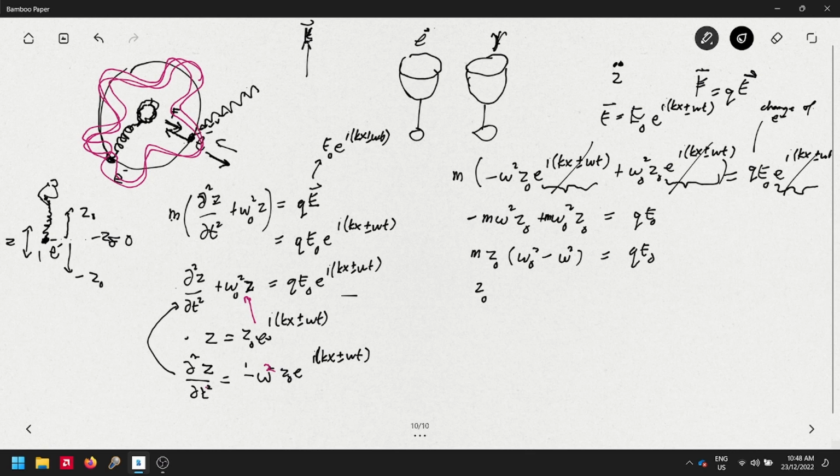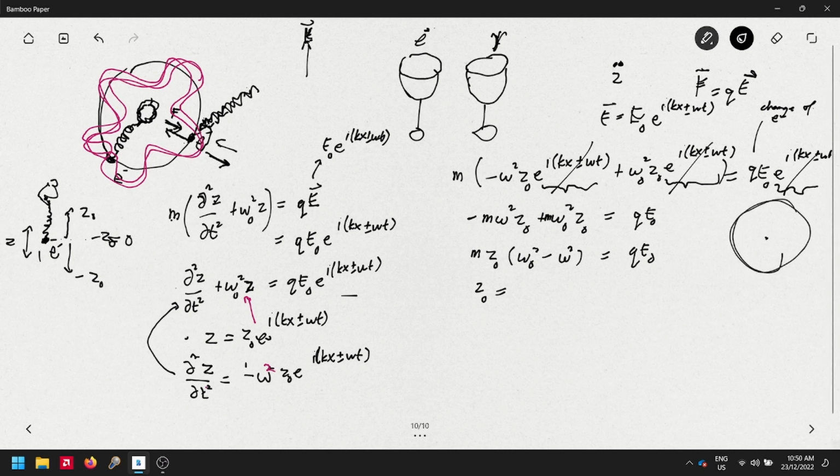So finally, my z naught, the amplitude of my electron which is oscillating, is dependent on omega naught and omega, which is applied to the electron. I mean the omega coming from the photon. So omega here is the frequency of the photon, remember? And omega naught is the natural frequency of the electron-spring system. So if both of them match together, then the electron will go crazy. If they don't match, then the electron will follow the frequency of the applied force. I mean, the electron will oscillate according to the frequency of the photon.